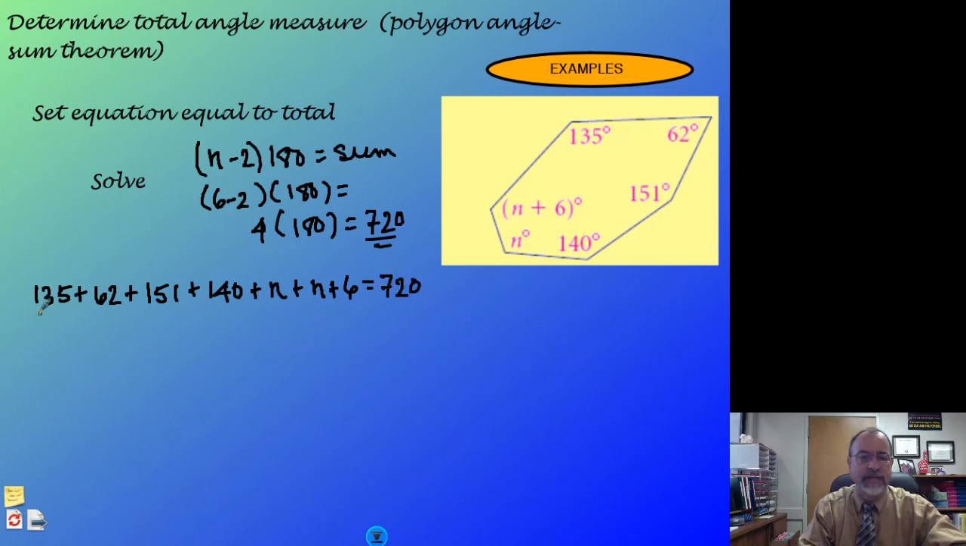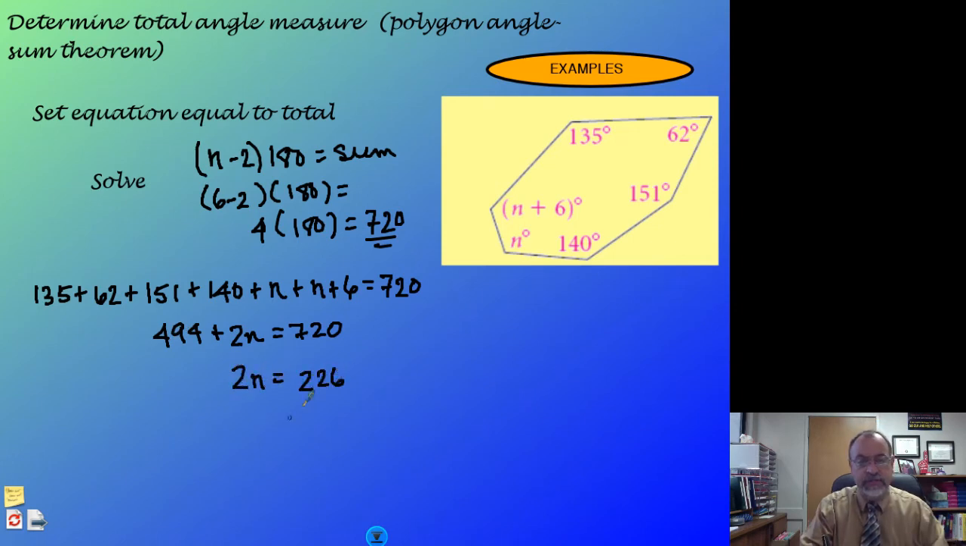So now I simply solve this equation. That's going to give us 494 plus 2n is equal to 720. Then I'm going to apply my subtraction property, subtract 494 from both sides, and that's going to give me 226. Then I'll divide by 2, so 113. So n here is 113.